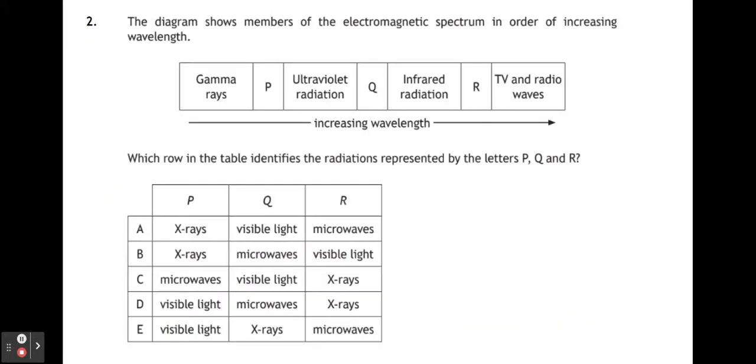Question number 2. The diagram shows members of the electromagnetic spectrum in order of increasing wavelength. Which row in the table identifies the radiations emitted by letters P, Q, and R? Okay, pause the video and see if you can work this out.